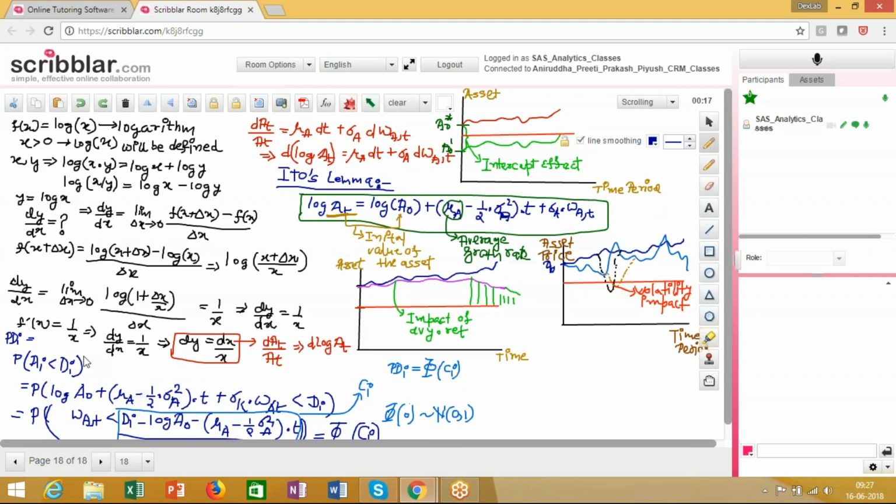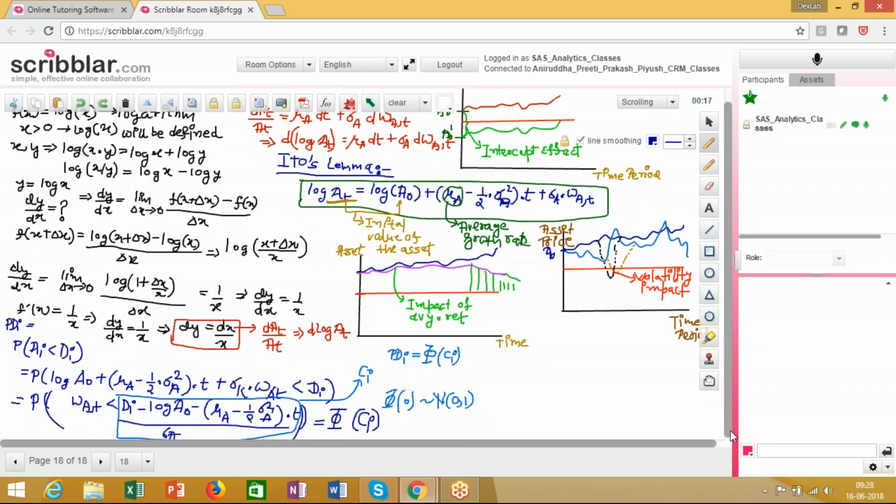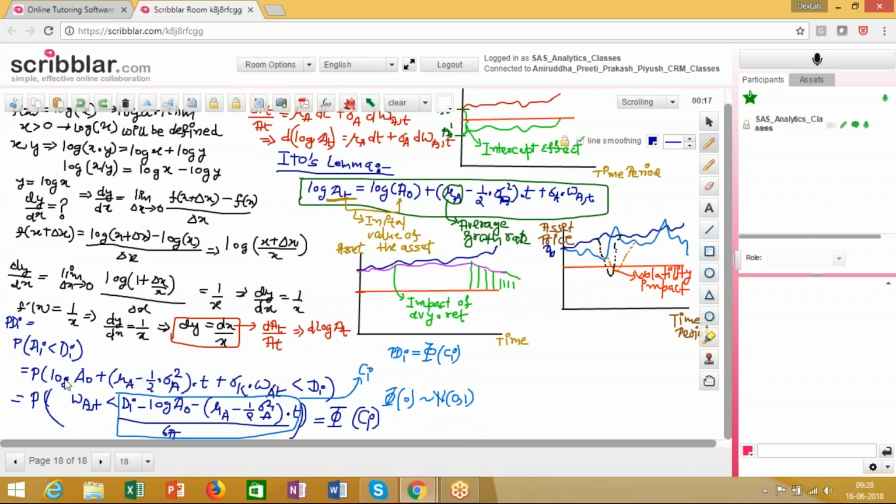So when we tried estimating the probability of default, this condition that Ai is less than Di is where we saw the imposition that was done on the W value, and we said that this is the phi Ci. So the probability of default that we had created over here was a function of this Ci. And this is where we start today's discussion from.